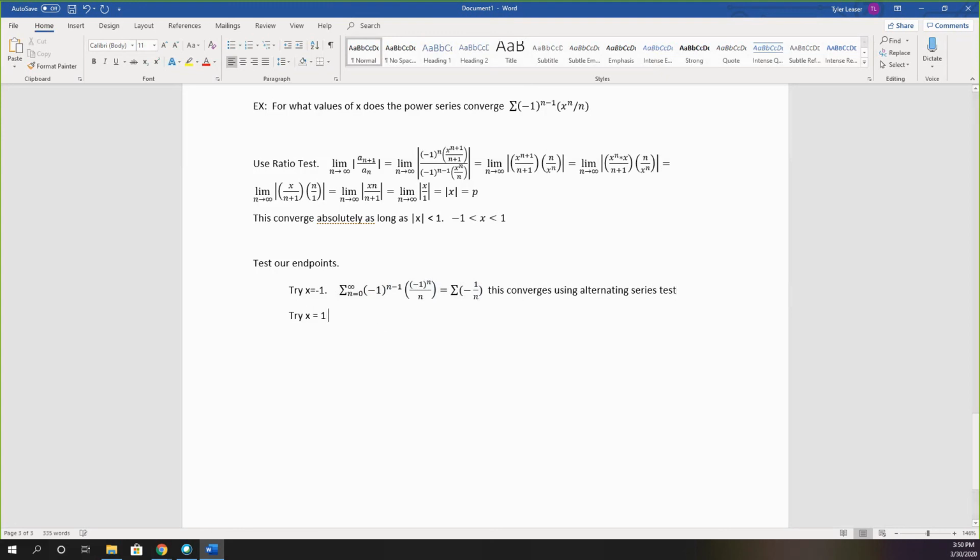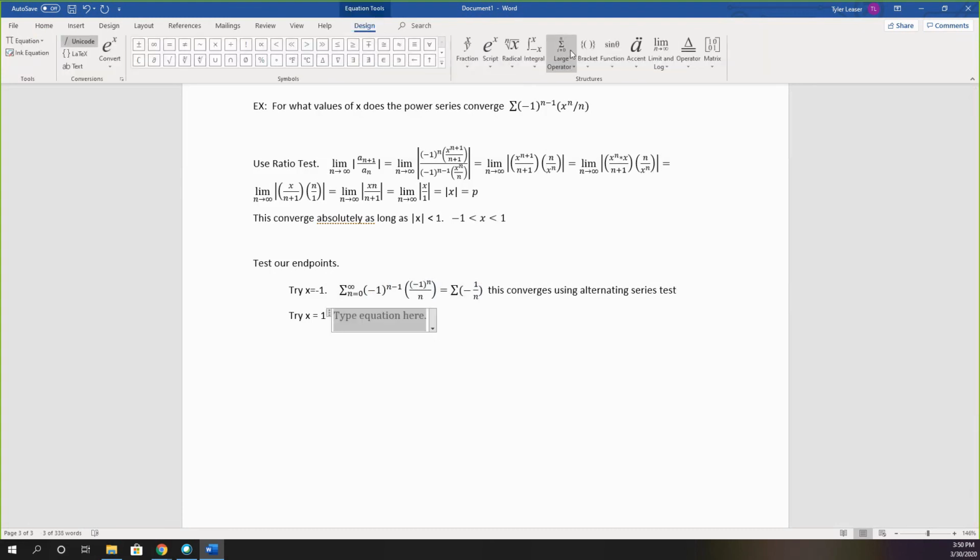Let's try the other endpoint, x equals +1. Again, we're just plugging it in. So we have our infinite series, n goes from 0 to infinity. We still have my -1 to the n-1 out in front. And now I'm going to replace this x with 1, but 1 to the n is still just 1, so we get a 1 over n out in front.